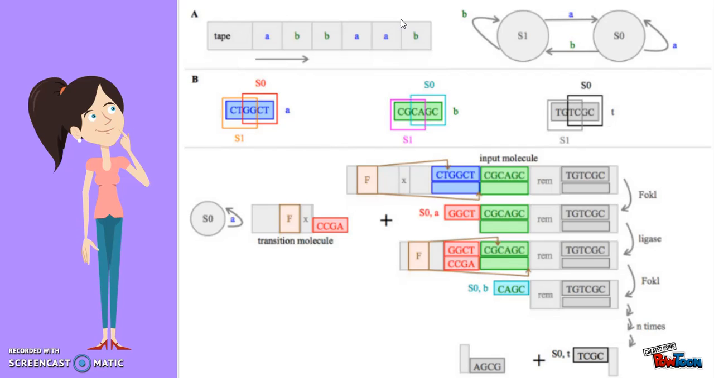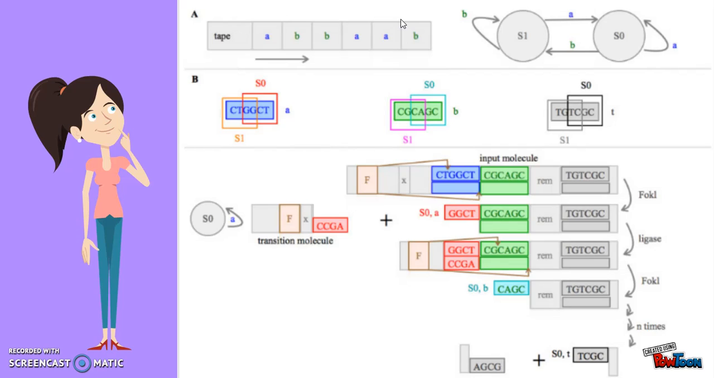The input molecule and the transition molecules get ligated. A new digestion with FokI leaves a 5' overhang representing S0 and reading A and B. This cycle continues until all the remaining symbols are read and state transitions are executed. The last digestion leaves a 5' overhang with the terminator T sequence, defining the final state, in general either S0 or S1. In this example, we have S0.